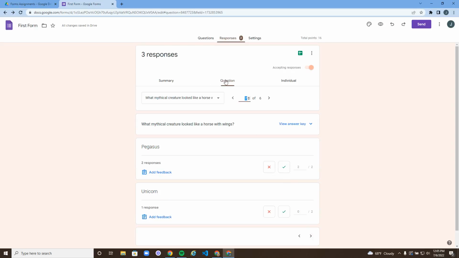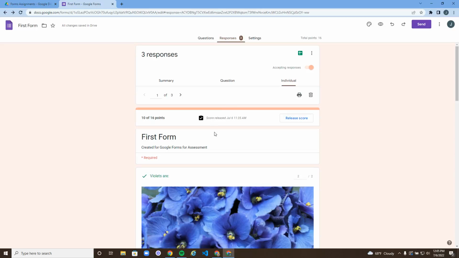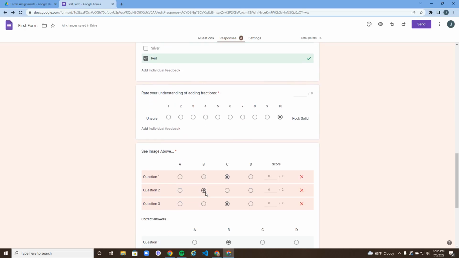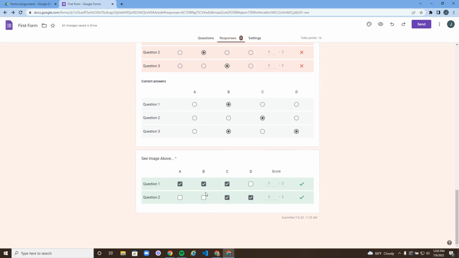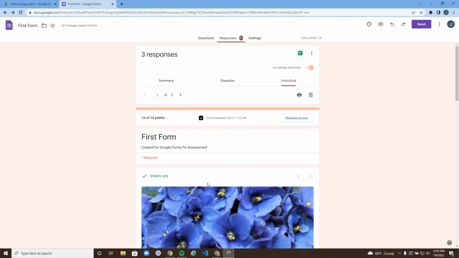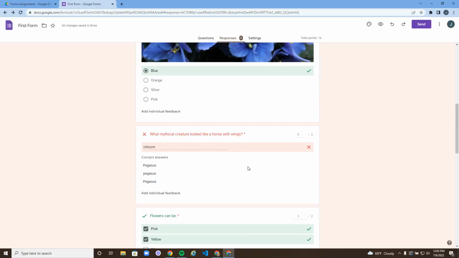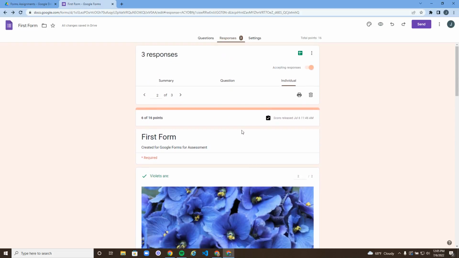Finally, I can go over here to individual. This is going to be by individual person or respondent. So I can look here and see violets are and see what their response was, all the responses that they put in, and then move to the next person and see what all their responses were. So you have lots of ways to view this information and check it out. That is really handy to be able to do and break it down.